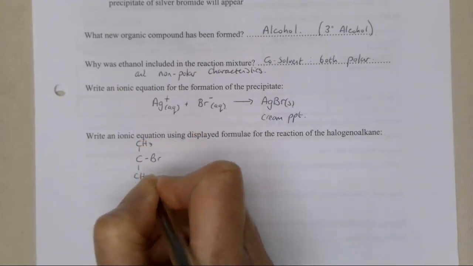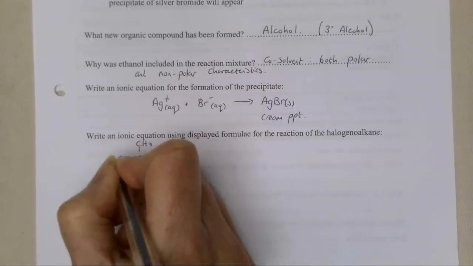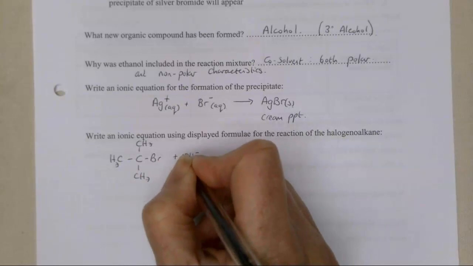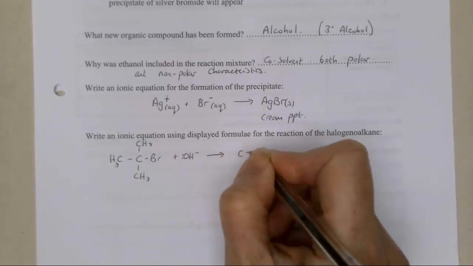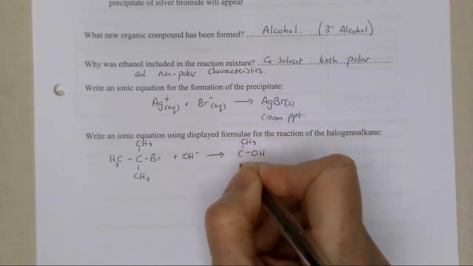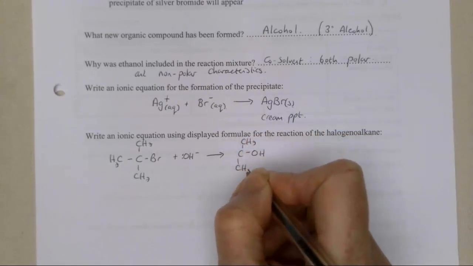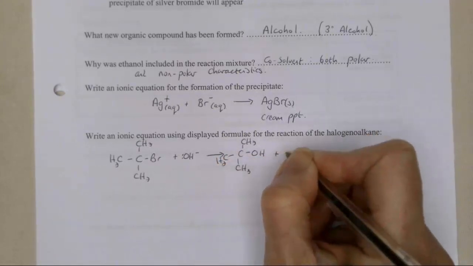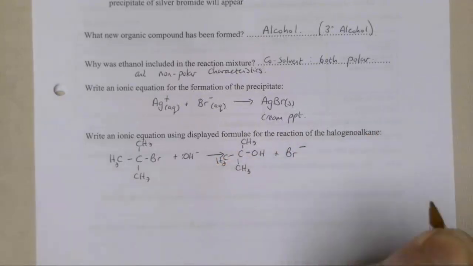The reaction with the halogenoalkane, so again we're going to use our halogenoalkane that we started with. We're going to use the tertiary halogenoalkane, and I'm going to add my OH negative ions, and they're going to make my alcohol. Here the OH negative ions are acting as my nucleophile, and I kicked out the bromide ions.